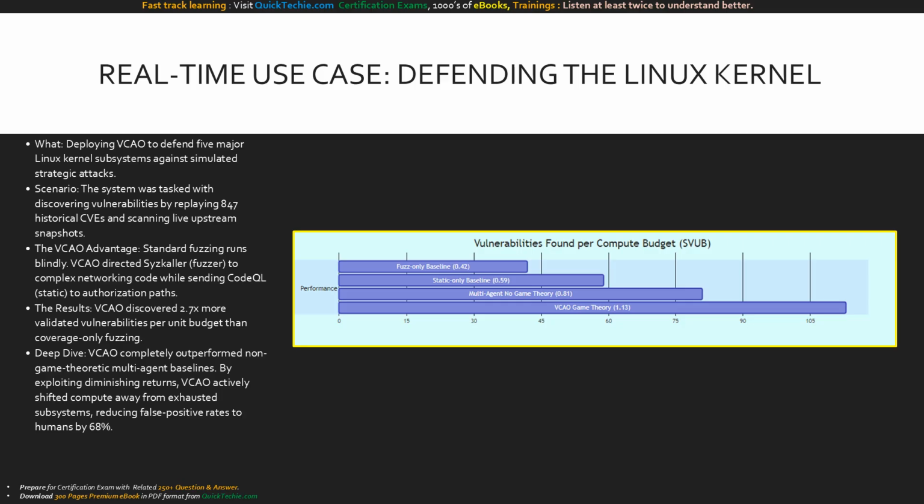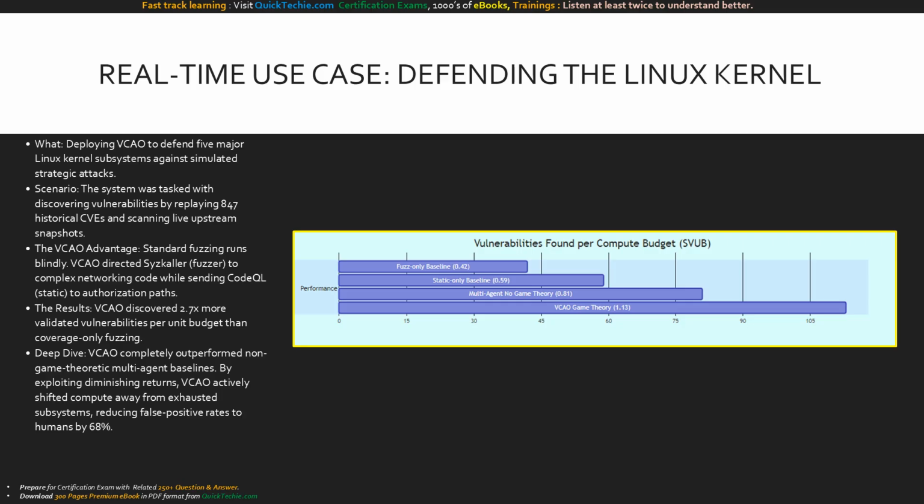This chart illustrates the performance multiplier of VCAO. We measure severity-weighted validated findings per unit budget, or SVB. At the top, the fuzz-only baseline scores a low 0.42. The static-only baseline achieves 0.59. Moving to AI, a multi-agent system without game theory hits 0.81.